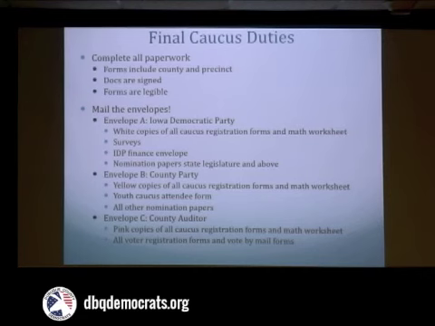Envelope B will have the yellow copies of the caucus registration and math worksheet, the youth caucus attendee form, and all the nomination papers for candidates below state legislature. And then C will go to the county auditor with pink copies of caucus registration and math, as well as any voter registration forms or any vote by mail forms.